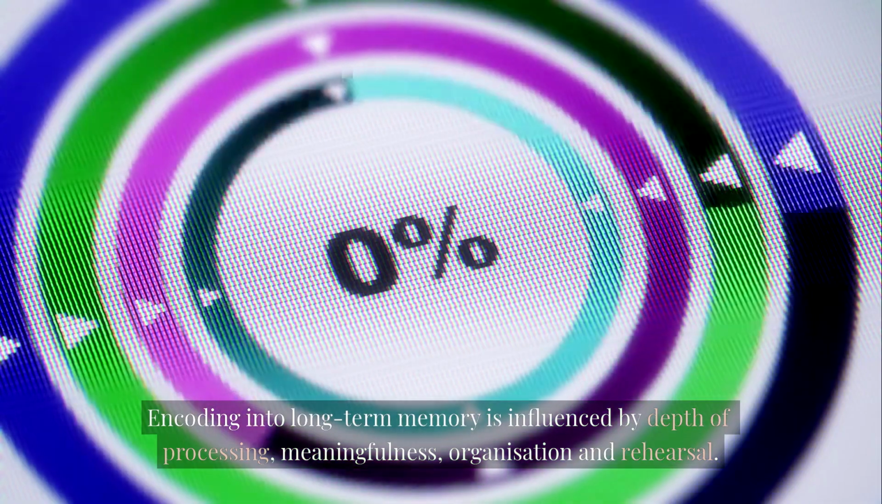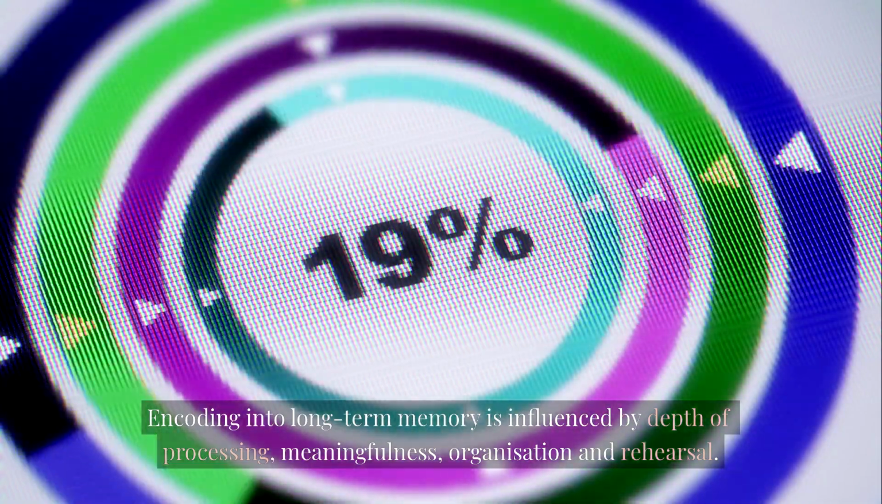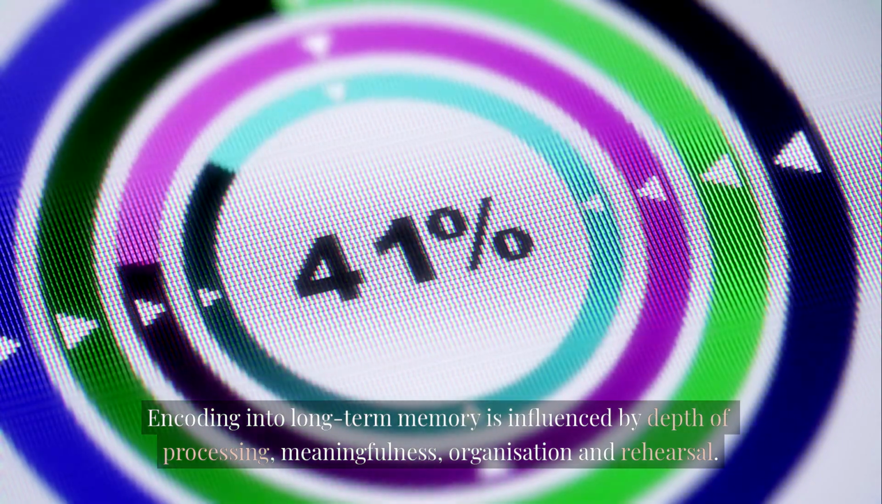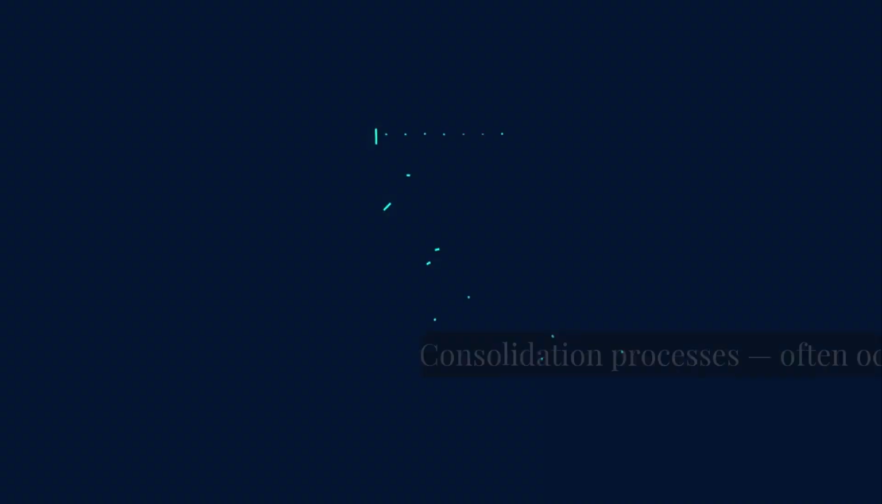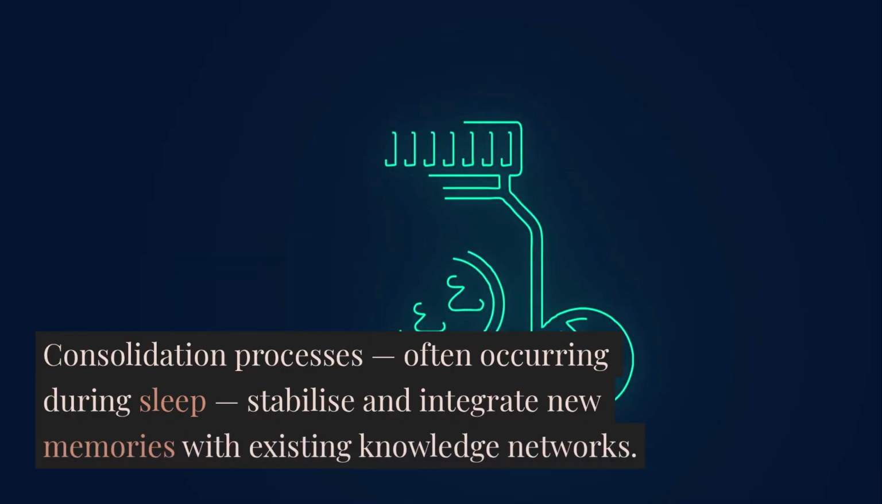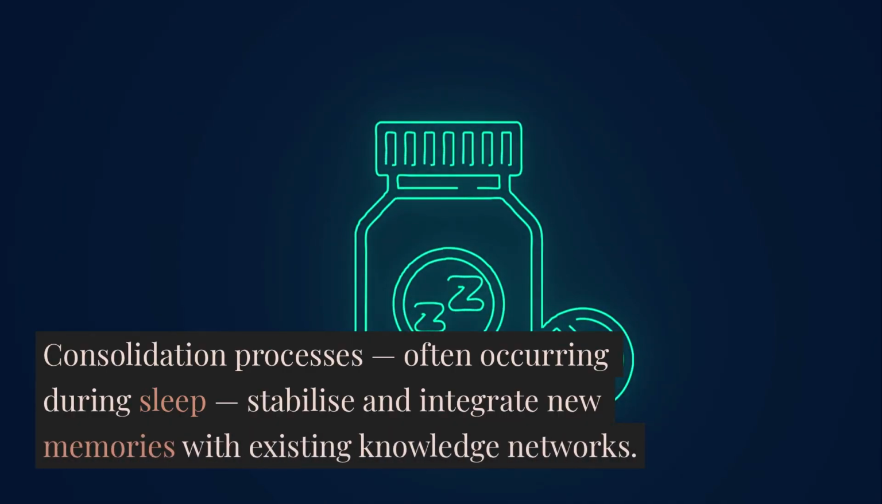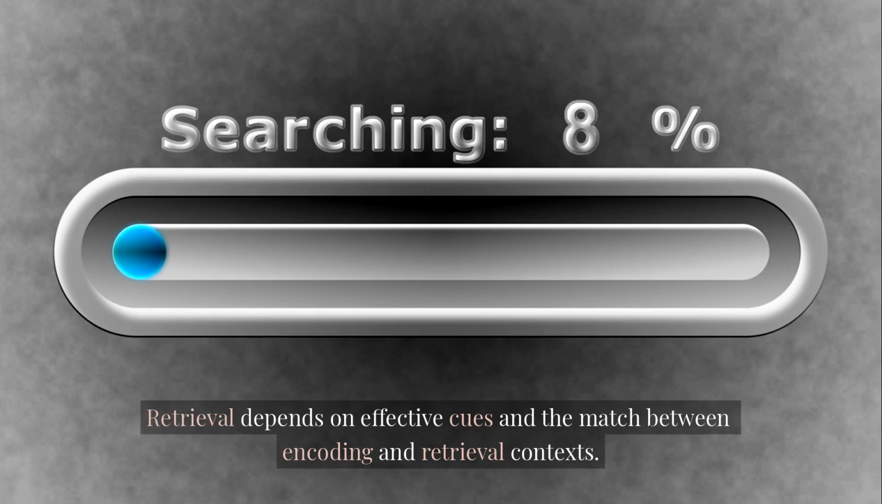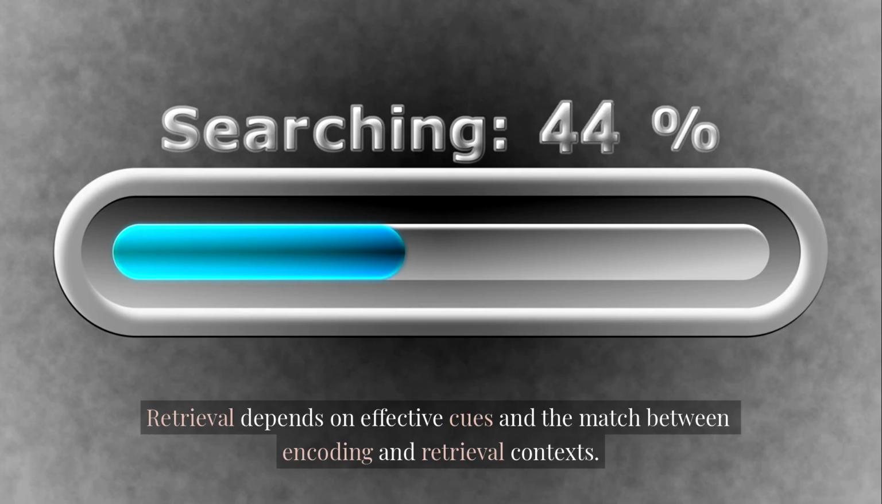Encoding into long-term memory is influenced by depth of processing, meaningfulness, organization and rehearsal. Consolidation processes, often occurring during sleep, stabilize and integrate new memories with existing knowledge networks. Retrieval depends on effective cues and the match between encoding and retrieval contexts.